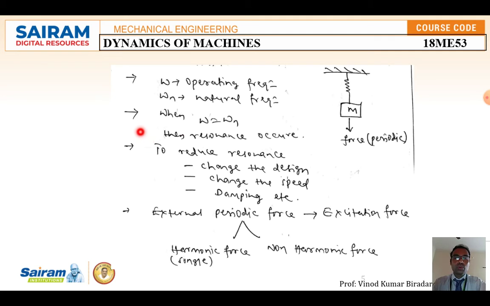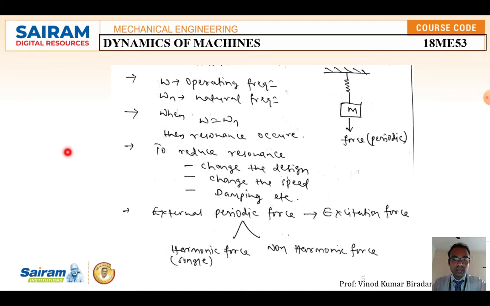So why do we want to study forced vibration? To reduce the resonance in mechanical components of a machine, we need to study forced vibration. How do we reduce the resonance? By changing the design, changing the speed, or adding damping, and other measures too. So this is about the reduction of resonance, and that is why we study forced vibration.